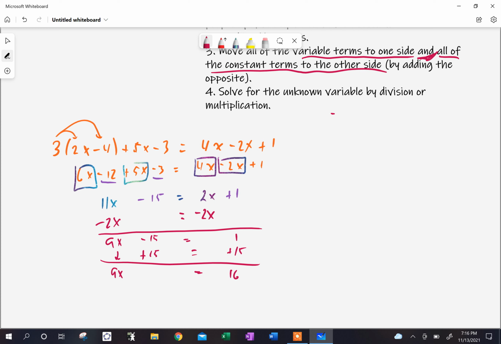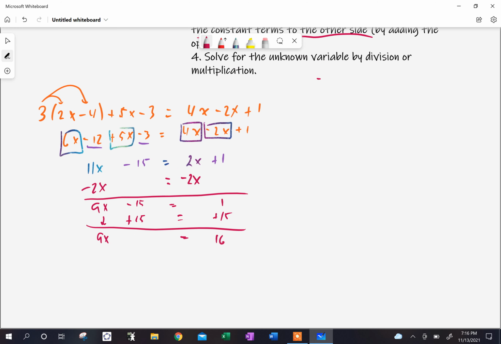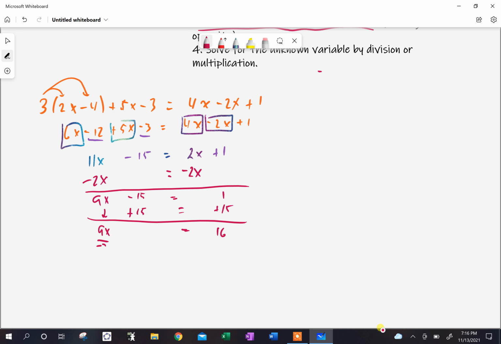And then finally, solve for the unknown variable by division or multiplication. Well, this is 9 times x, so I'm going to divide by 9. I get x equals 1 and 7/9.